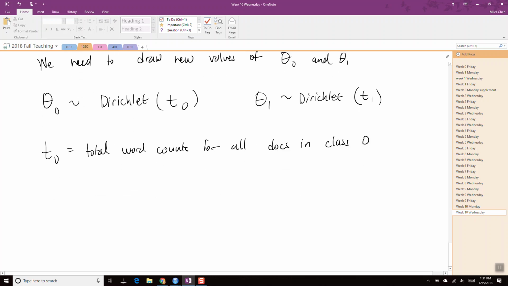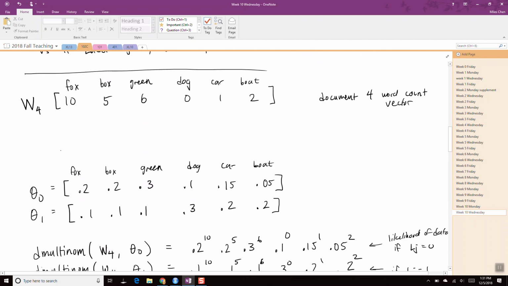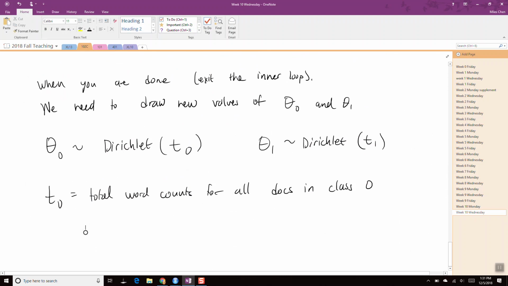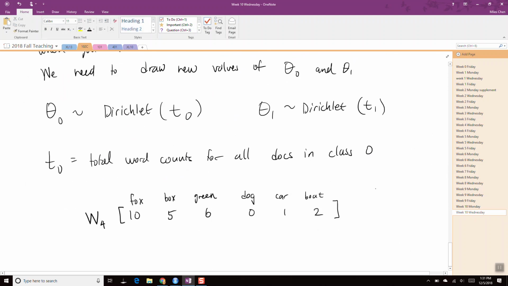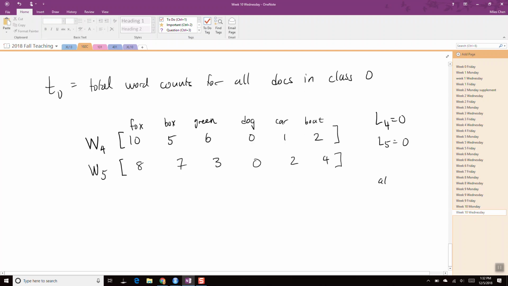Okay, and so let's say, so this is document 4, right? So let's say, okay, so we'll say L4 is equal to 0 and L5 is equal to 0. Okay, so I'm going to just make up another word vector for document 5, and maybe this is 8, 7, 3, 0, 2, 4. Okay, and then let's say these are all the documents, all docs currently labeled 0.